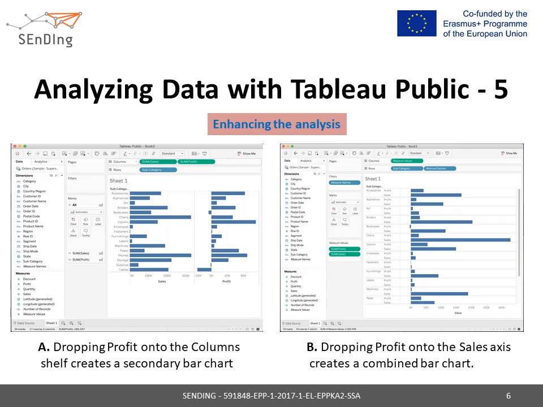A better option might be to add a second bar to the original chart so that viewers can see a bit more clearly how sales and profits are linked in each subcategory. To modify the chart, do the following. Click the Undo button to revert to the way the chart appeared before profit was dropped on the columns shelf. Drag profit and drop it on the sales axis at the bottom of the chart. As Figure B shows, the chart now displays bars for both profit and sales on the same chart.